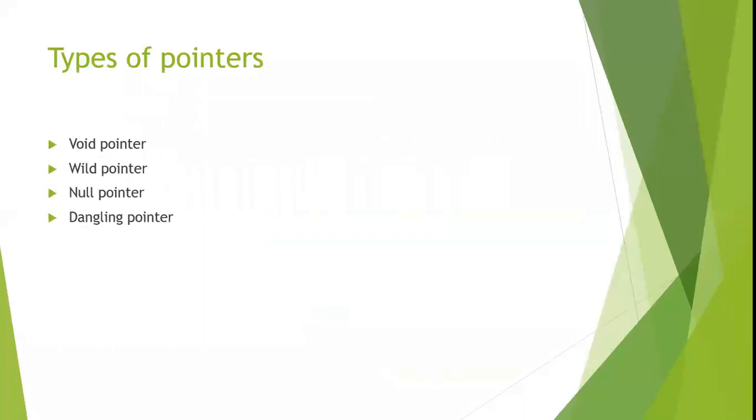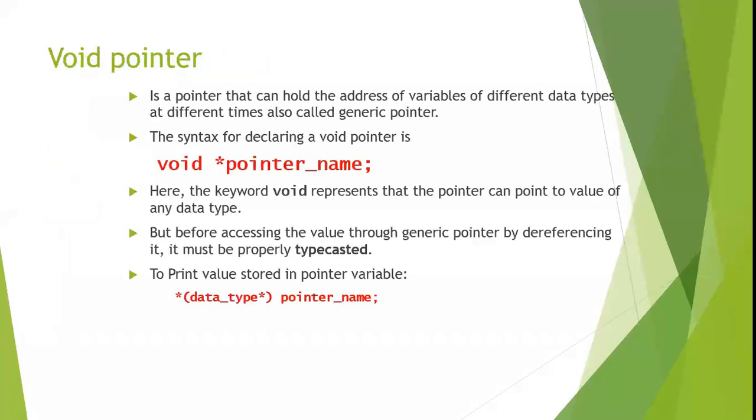Now comes the types of pointers. We have 4 types of pointers: void pointer, wild pointer, null pointer, and dangling pointer. Now, what are they? Let's see. A void pointer is a pointer that can hold the address of variables of different data types at different times, also called a generic pointer. If a question asks what a generic pointer is, remember that a generic pointer is the same as the void pointer.